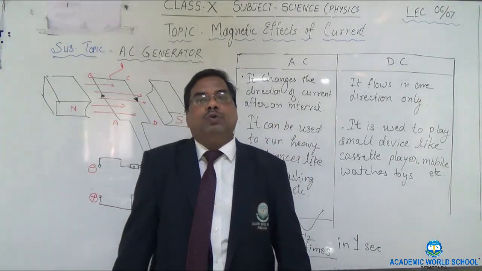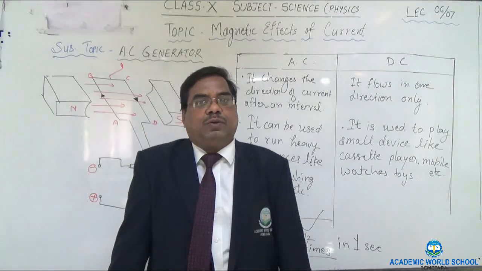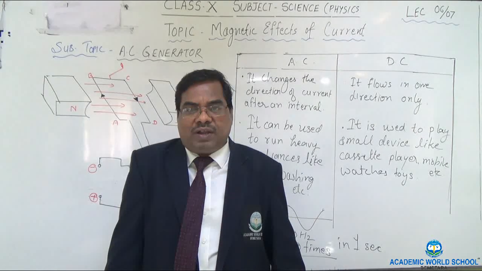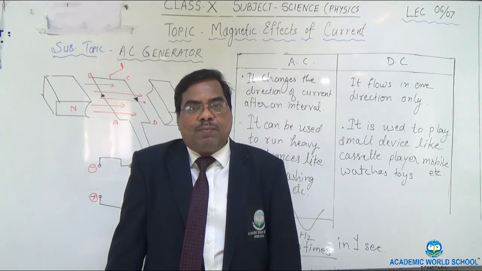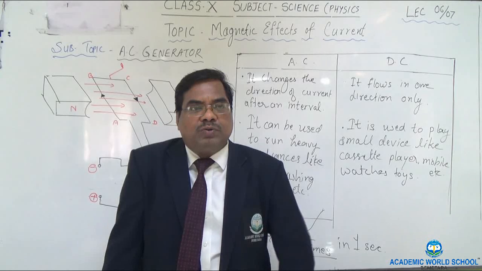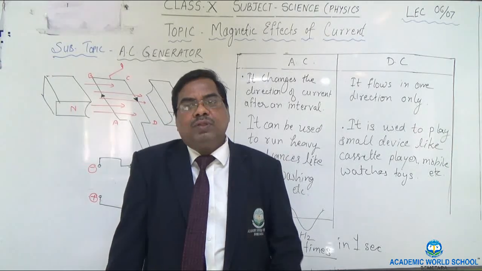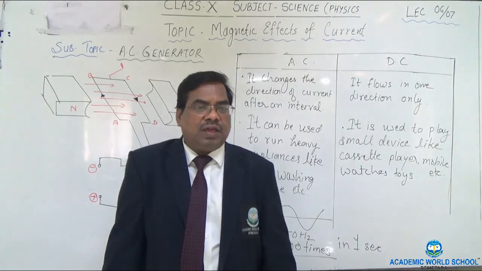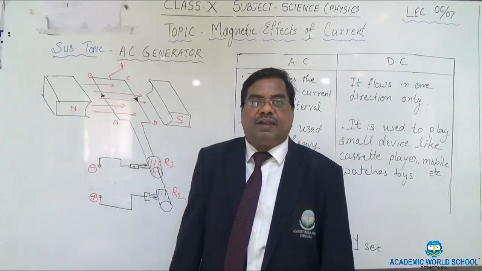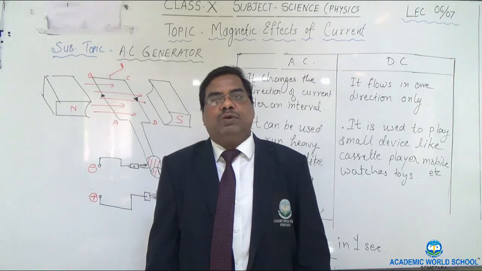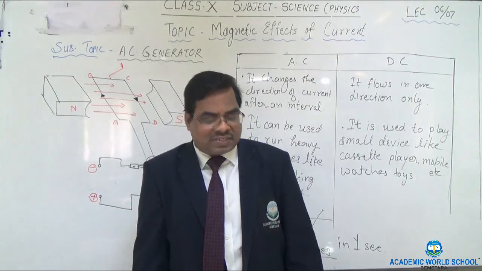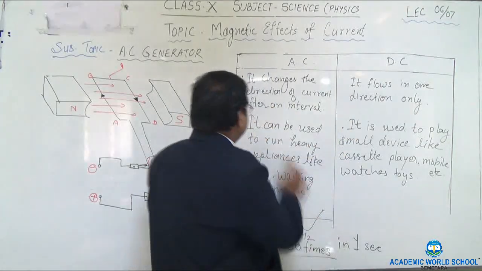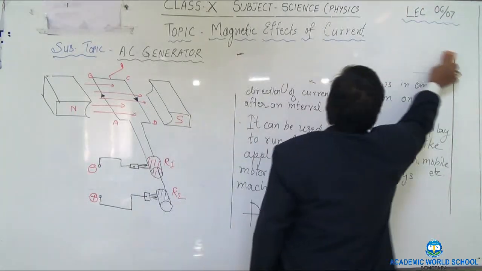So as I told you, AC and DC are the two types of current which we can use in different devices. Now the important thing is, how do we produce the current? As I told you, the current can be produced by electromagnetic induction. If a coil moves in a magnetic field, it produces induced current. This is the principle of generator. The principle of generator, write down.